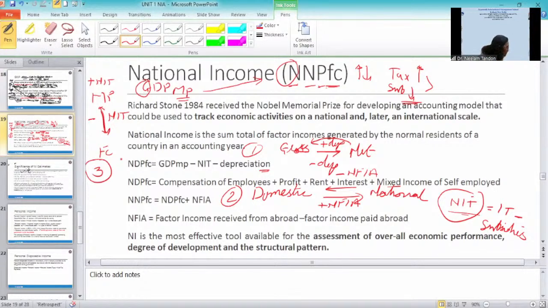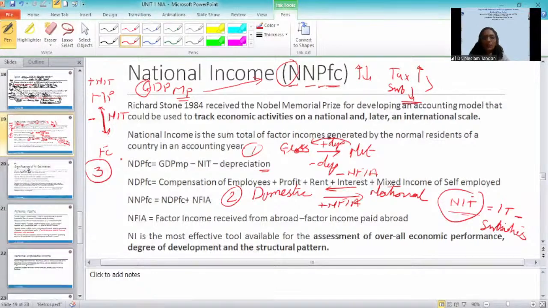Positive, definitely, Mukta, positive NFIA is good. Then negative NFIA. If you get more factor income from abroad, that is better than what you have to pay to the rest of the world. Is it clear? So what are the three golden rules of national income accounting you should remember always?